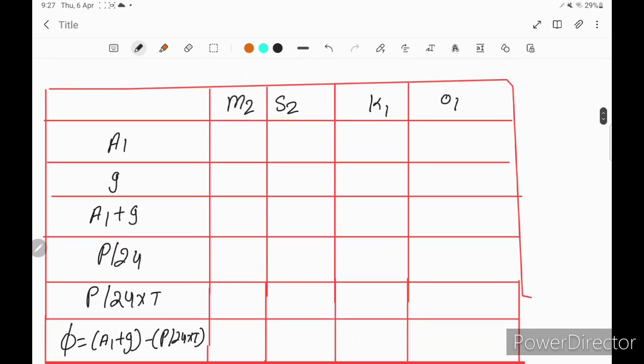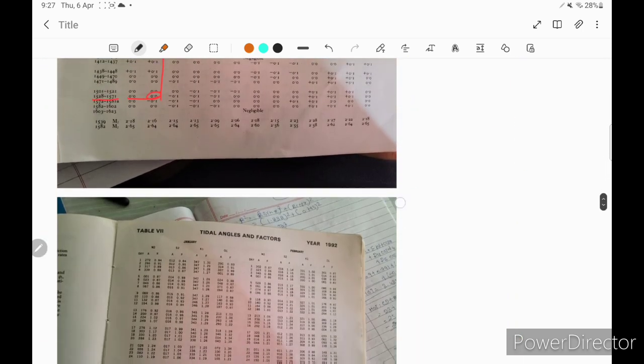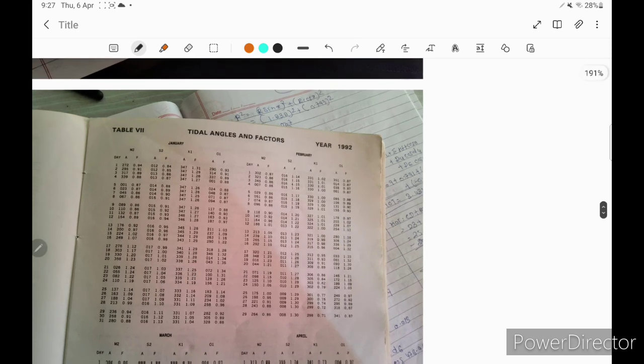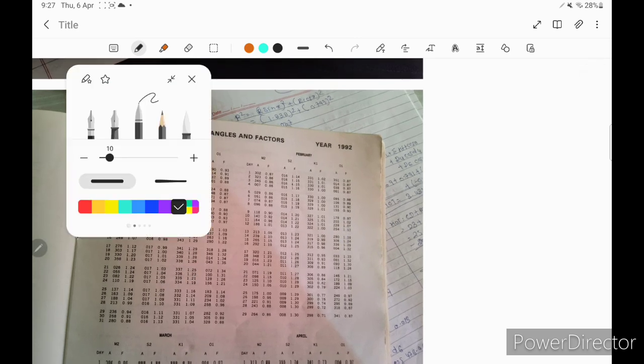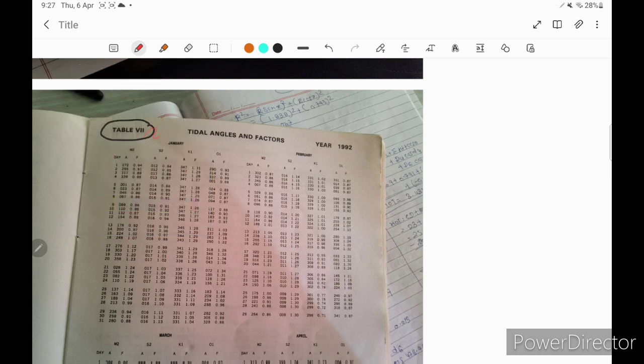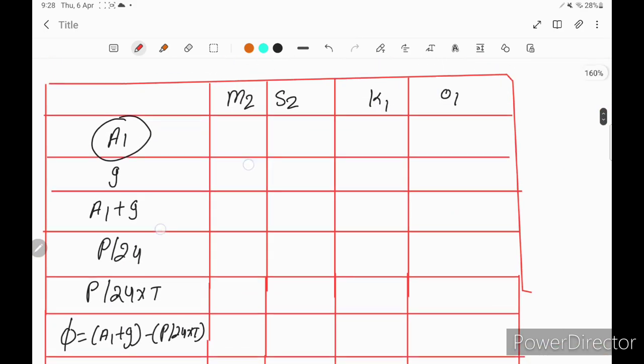Now we will see from where we get the A1 value. Go to the tide table, whatever volume is given, use that table. Here you see it is given A, it is given F, and this is for M2, S2, K1, O1. Whatever date is asked in the question, like the 9th, go to the 9th, and you get the A1 values. You will get the M2, S2, K1, O1 values from here.